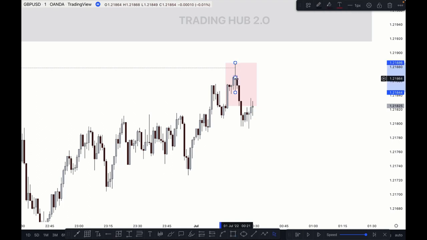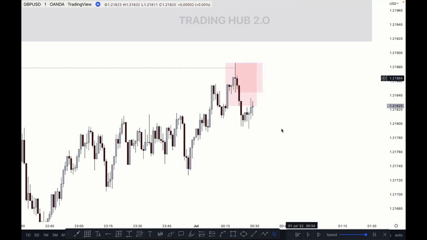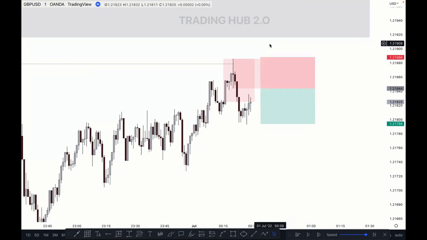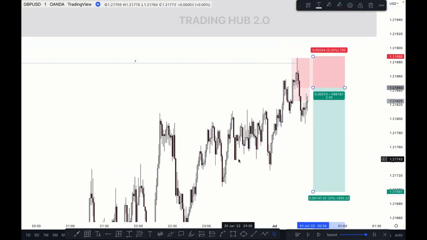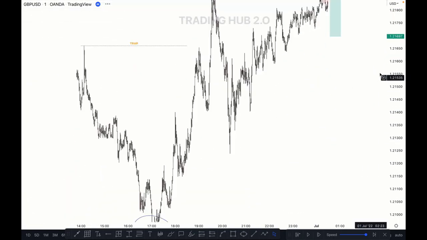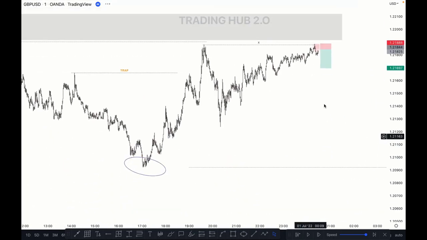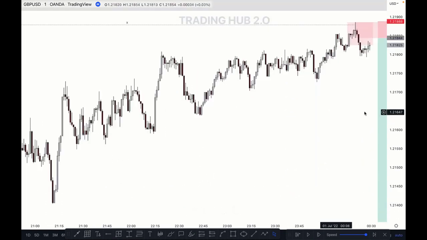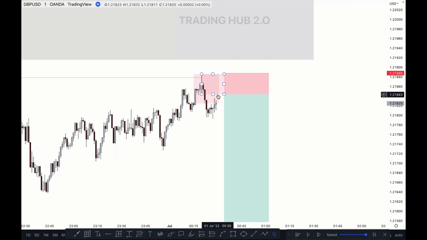This entire wick actually took out the liquidity. So we can place our first entry here, and the target will be the M15 major low. Correct. So this will be our target. I will show you. Yeah, correct. So this one is our first entry.